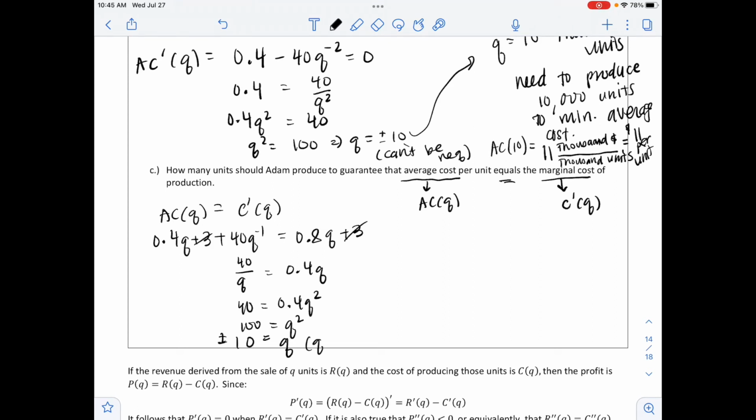Again, q can't be negative since it is a quantity. And so we know from here q would be equal to 10, and again our units are thousands of units.